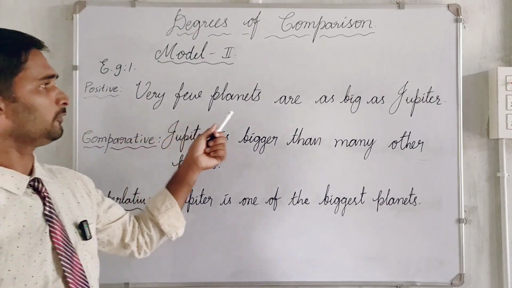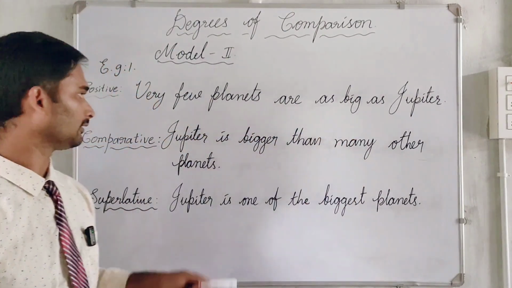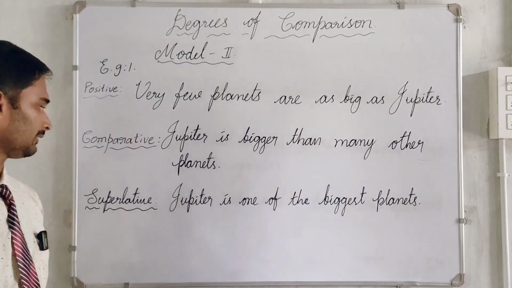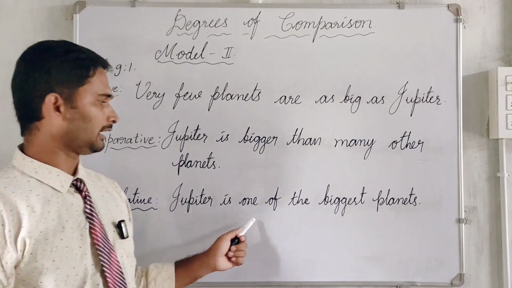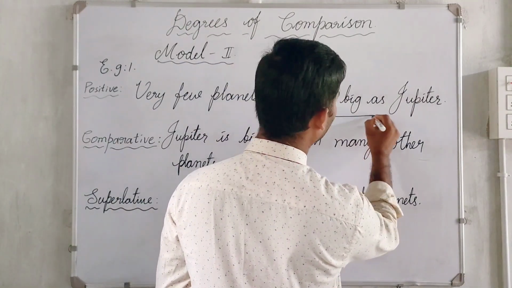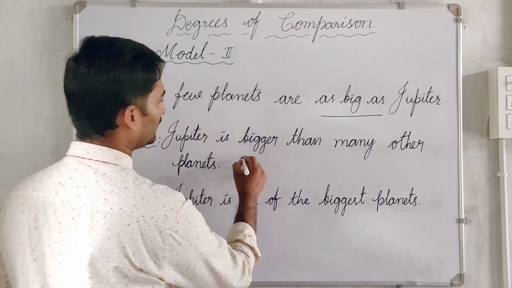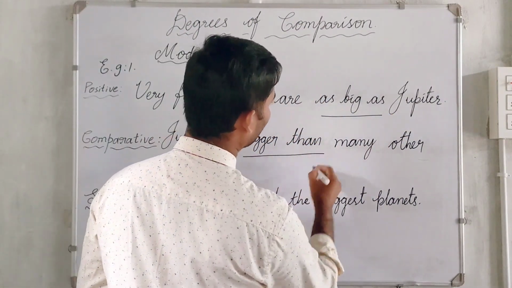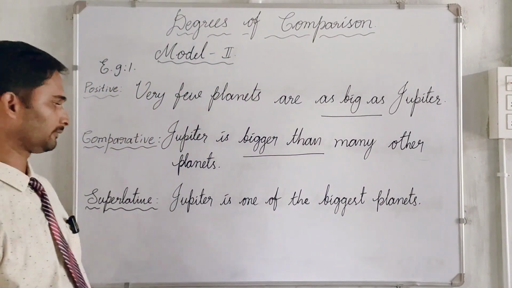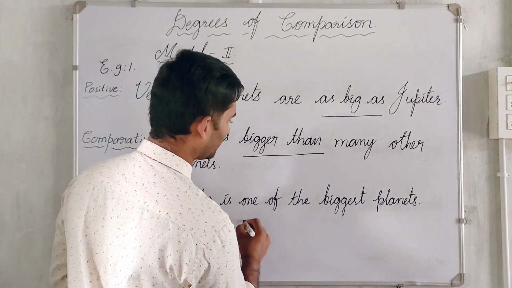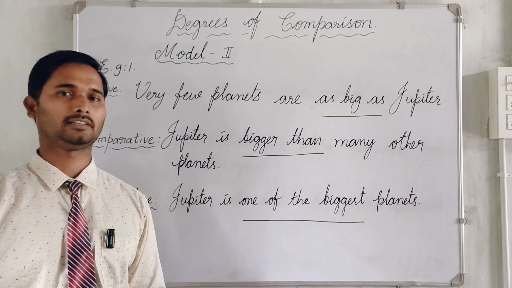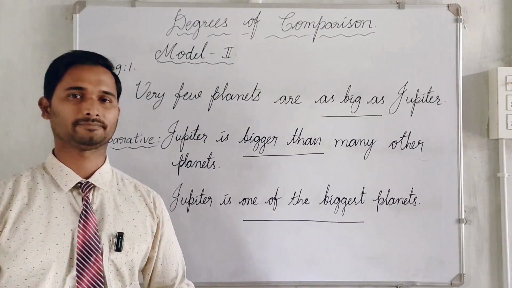Example 1. Very few planets are as big as Jupiter. Comparative form: Jupiter is bigger than many other planets. Superlative form: Jupiter is one of the biggest planets. Here we have as big as, no comparison is made. Here is bigger than many other, comparison made with other planets. And one of the biggest planets is the superlative degree. There are many big planets and it is one of them.